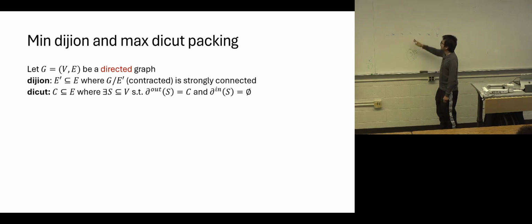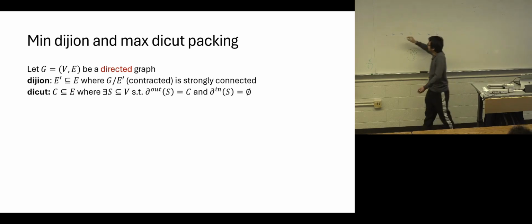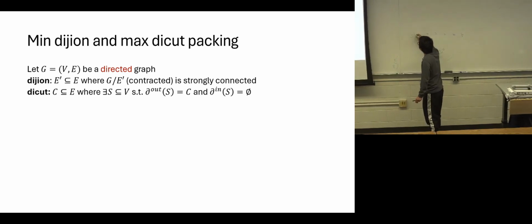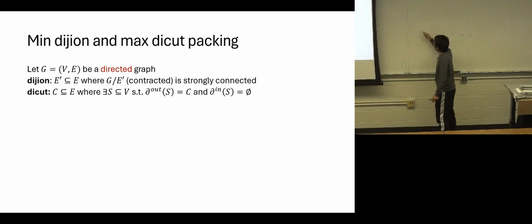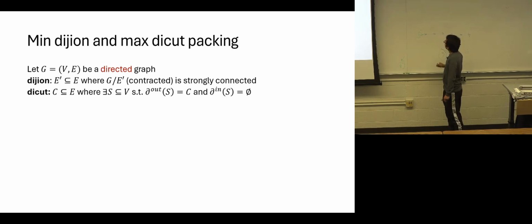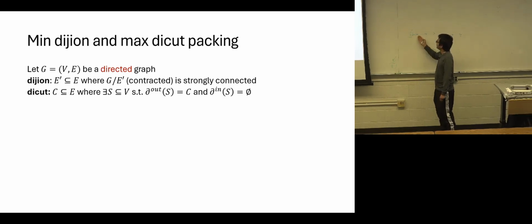Now, how many disjoint dicuts are there in this graph? Well, one you can see easily, this thing. This is a dicut. But there is actually no other dicut that is disjoint from this one, because if you want to get another one, then this S is already used.